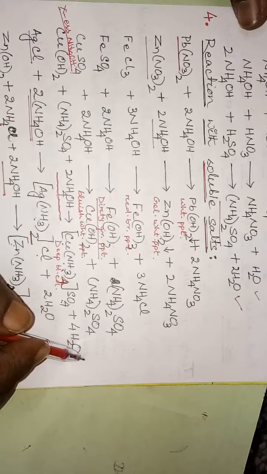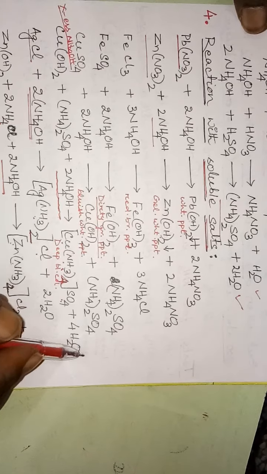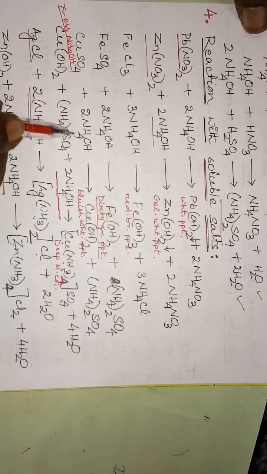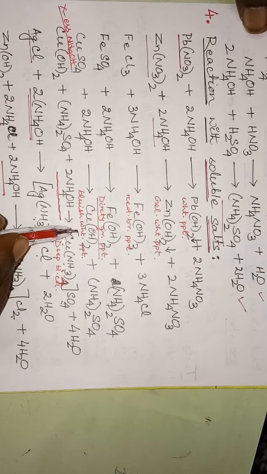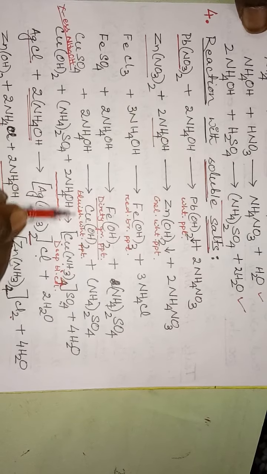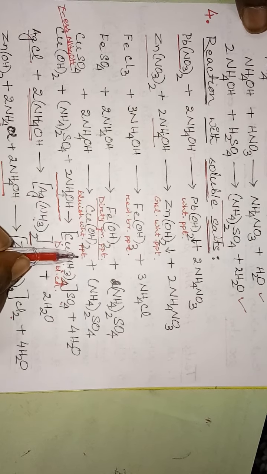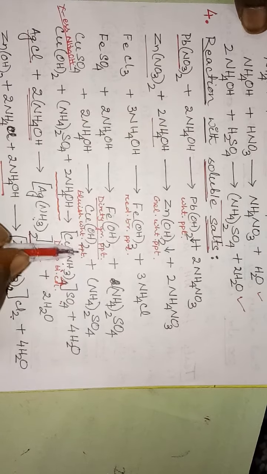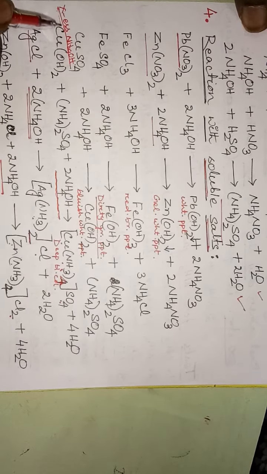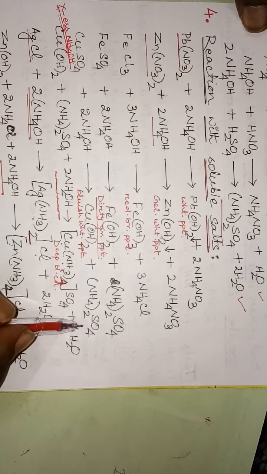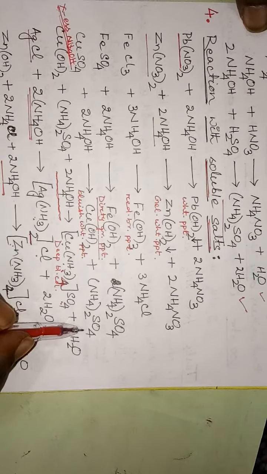And copper sulfate, we discussed very few minutes back. Copper sulfate with ammonium hydroxide forms copper hydroxide and ammonium sulfate, which is a bluish white precipitate. Now, when this bluish white precipitate is treated with excess ammonium hydroxide, copper hydroxide and ammonium sulfate are formed.